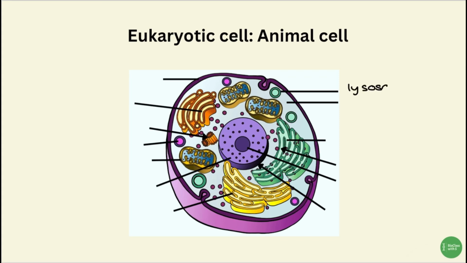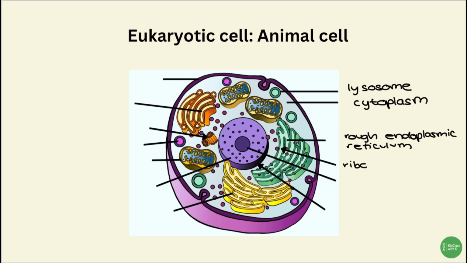So lysosomes are hydrolyzing enzymes that break down waste materials. Under that, we can see the cytoplasm. Over here is the rough endoplasmic reticulum. These contain ribosomes on it. Here is the production of proteins. Under that, we can see the ribosomes. Right here is the nucleolus, similar to the plant cell. And then this arrow points to the nuclear membrane.